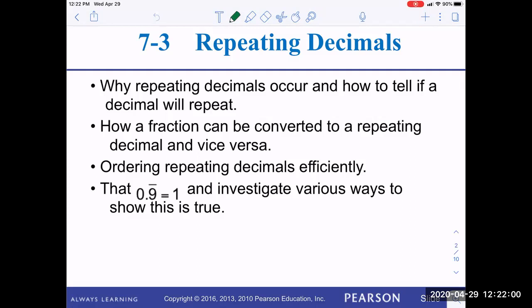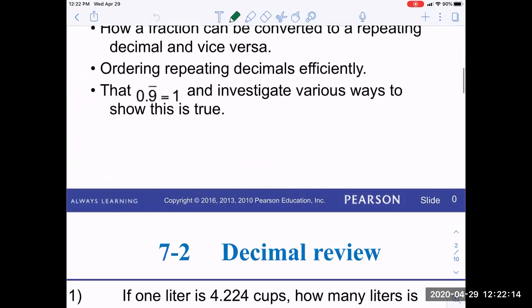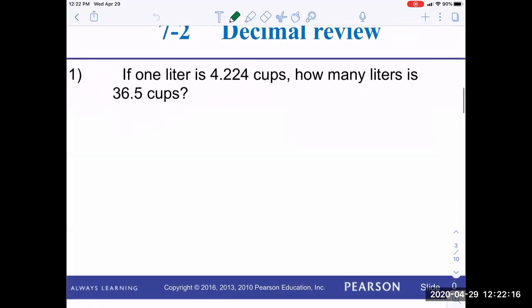In class the other night, I went one way. I took a fraction to a repeating decimal. I'll do one of those, and then I'll do a couple going the other way, from a repeating decimal to a fraction. But first, here's a little review. So now we're working with decimals.